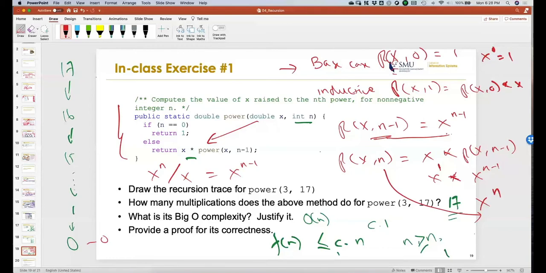So what we are doing here is not a proof of complexity. What we are doing here is just to show correctness. It means we are trying to show that if I execute the power function, I'm going to get the outcome, which is x to the power of n. That's what we want to show.